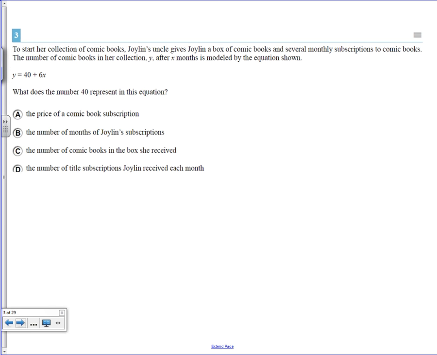All right, number 3, to start her collection of comic books, Joy Lynn's uncle gives her a box of comic books and several monthly subscriptions to comic books. The number of comic books in her collection y after x months is modeled by the equation shown. So here's our equation. They're telling me that x is the number of months and the number of comic books in her collection is y. What does the number 40 represent?